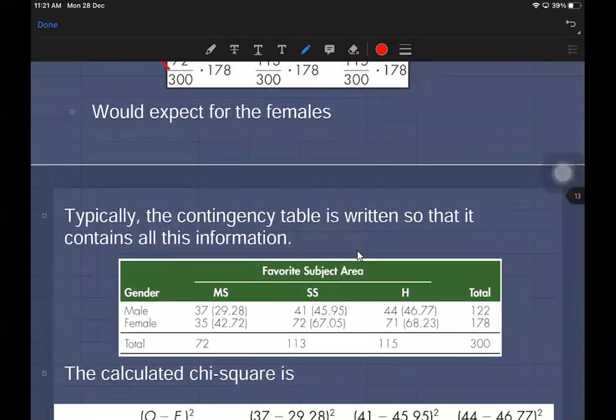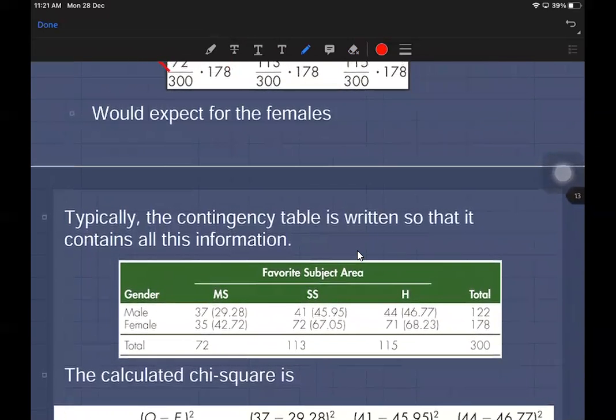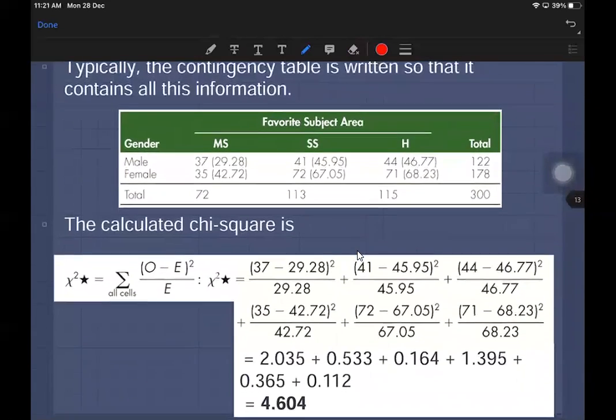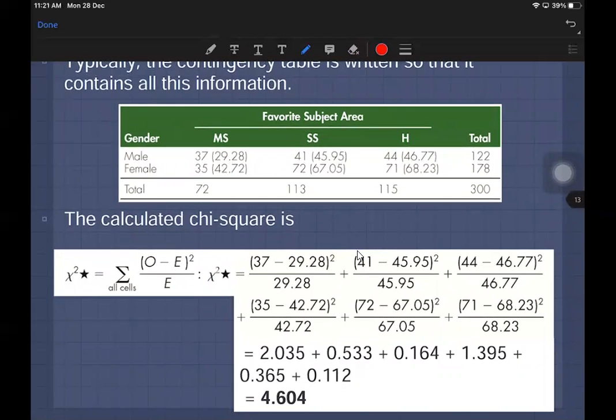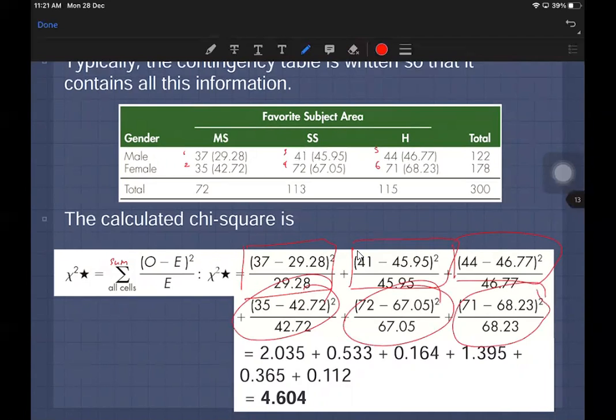So the second step is to calculate the chi-square test of independence. This is the formula: sum of, in brackets, observed frequency minus expected frequency, squared, divided by expected frequency. You need to do it one by one. So if you have 1, 2, 3, 4, 5, 6 cells here, you must have 6 calculations made.